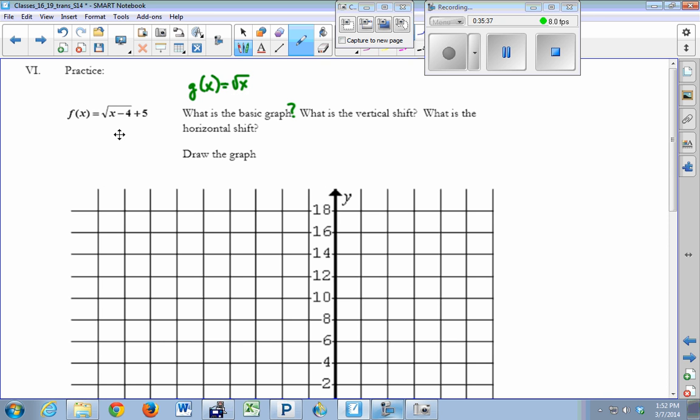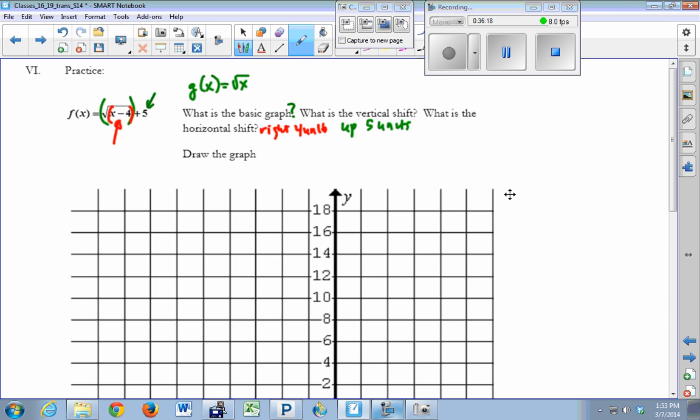So we notice that two things are going on here. We're affecting both the input and the output because we're subtracting 4 from x before we take the square root, and then even after doing that, we're adding something to the output value. So what is the vertical shift? The vertical shift is up 5 units. That's this part right there. And the horizontal shift is happening inside. And it says subtract 4, so that means I'm moving right 4 units.